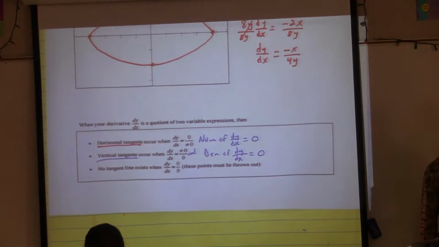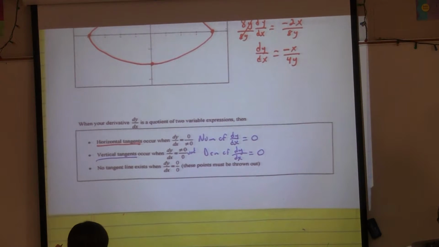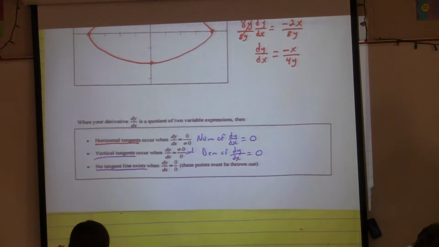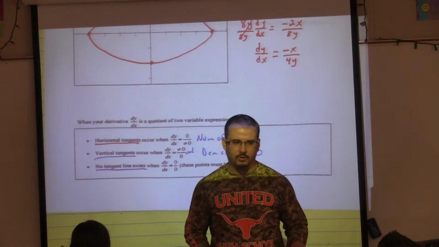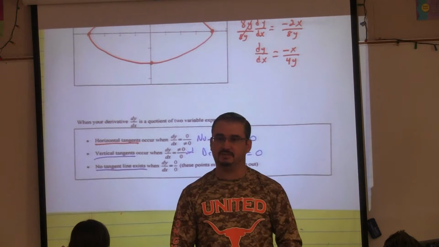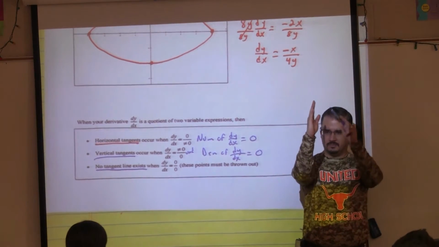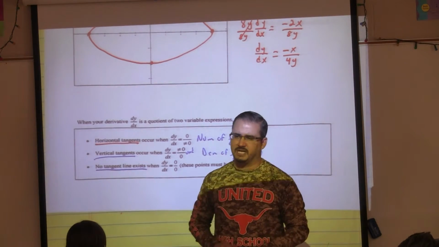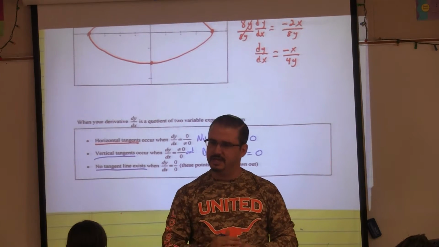Cool? And if we were ever to plug in a point and end up with 0 over 0, that would mean there would be no tangent line at that particular point. So what would that imply? There could be a hole, so there may be some discontinuity. There could also be vertical asymptotes. How did we find vertical asymptotes when we were talking about just the original function, and it was a fraction?